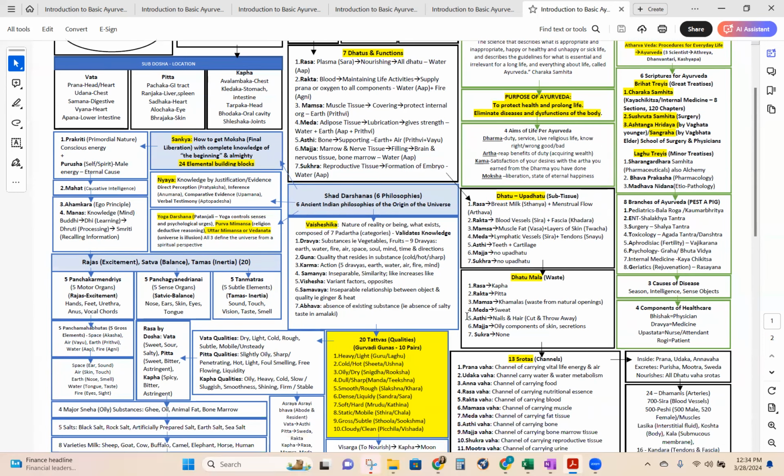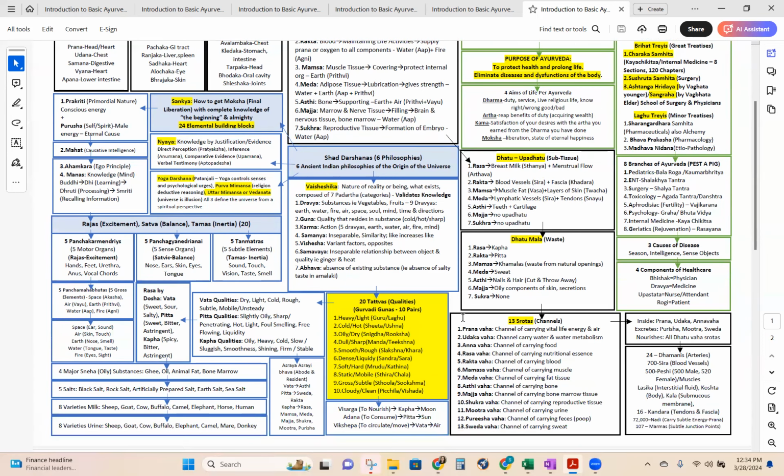And a couple more things that we are covering here. The rasa, or the taste, that helps to balance the doshas. So for vata, sweet, sour, and salty balance vata. For pitta, sweet, bitter, and astringent. And for kapha, spicy, bitter, and astringent.